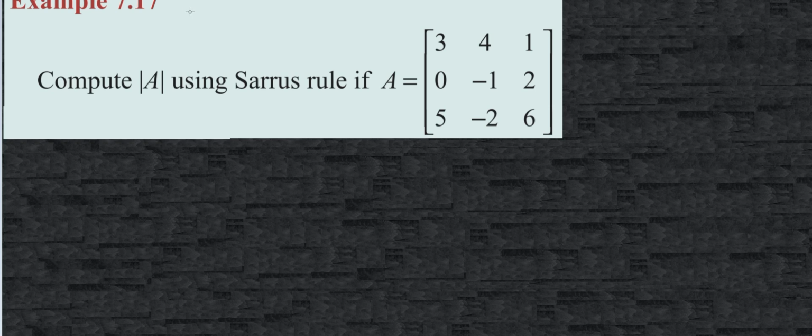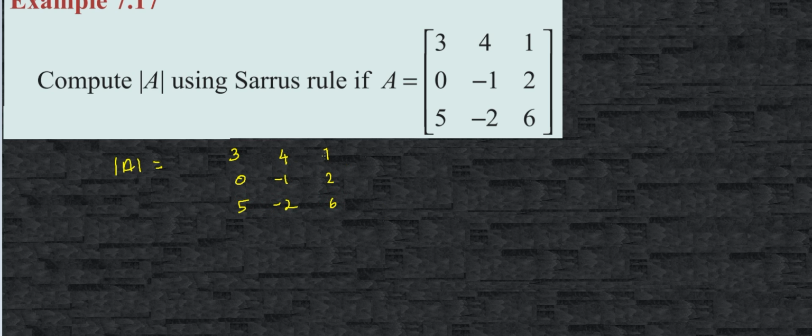Welcome back, students. In this question, we will be applying the concept of Sarrus rule in finding the determinant of a matrix. We're given A to be 3, 4, 1, 0, negative 1, 2, 5, negative 2, and 6. To find the determinant of A using Sarrus rule, first write the elements of the matrix in the form that I am showing you here: 3, 4, 1, 0, negative 1, 2, 5, negative 2, and 6.